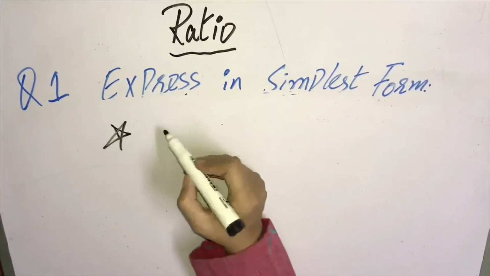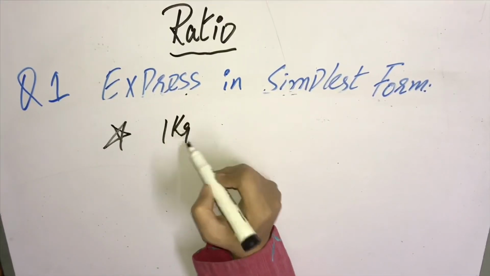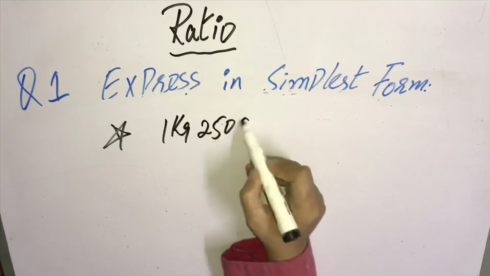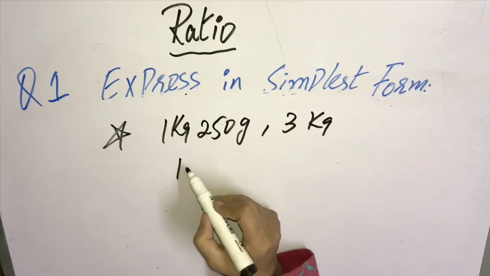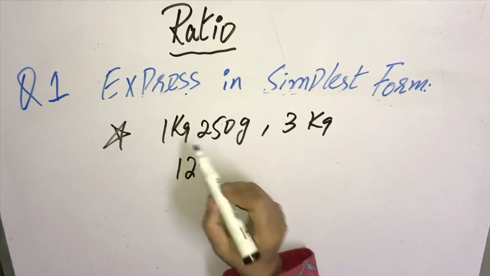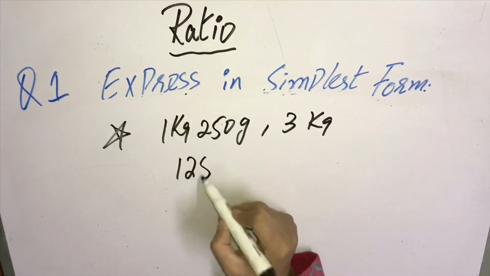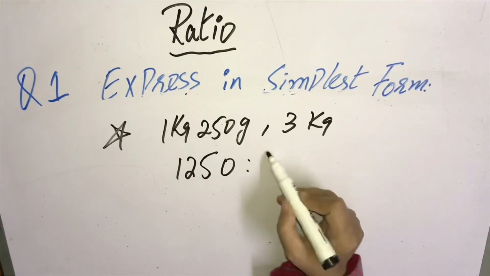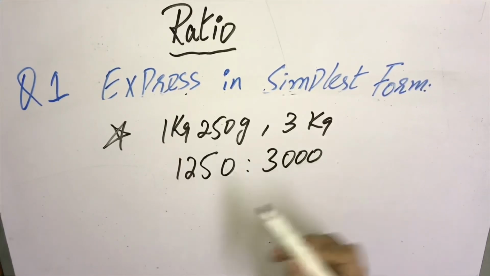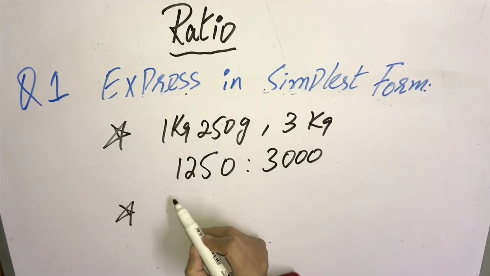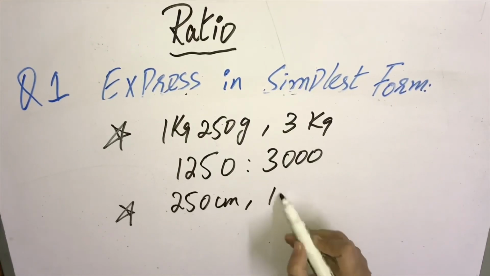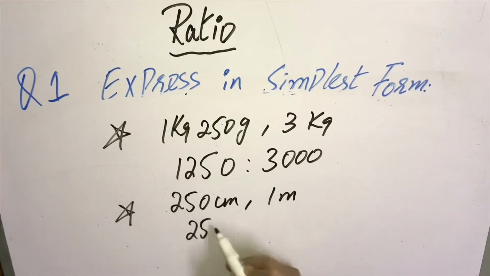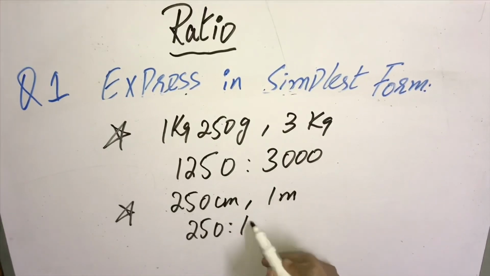Similarly, if we have one quantity 1 kg 250 grams and the other quantity 3 kg, we can convert them like this: 1 kg is 1000 grams plus 250 grams, 1250 colon 3000. If we have 250 centimeters compared with 1 meter, we can write it as 250 and 1 meter as 100.